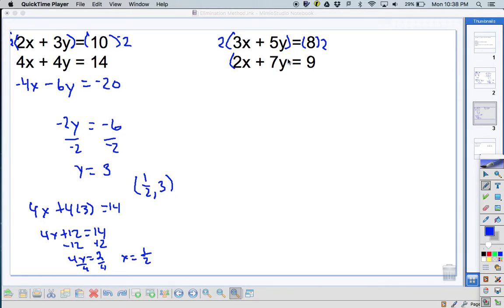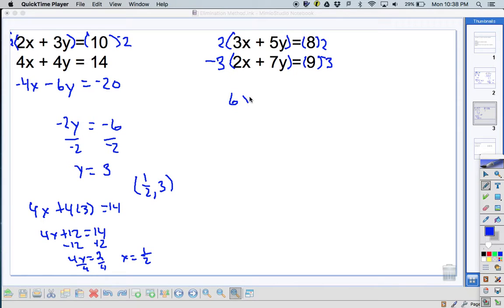And I need to multiply the bottom one by 3 because I want this to be a 6. And let's go ahead and multiply the bottom one by a -3, so I have one positive and one negative when I'm done with it. So let's multiply the top.